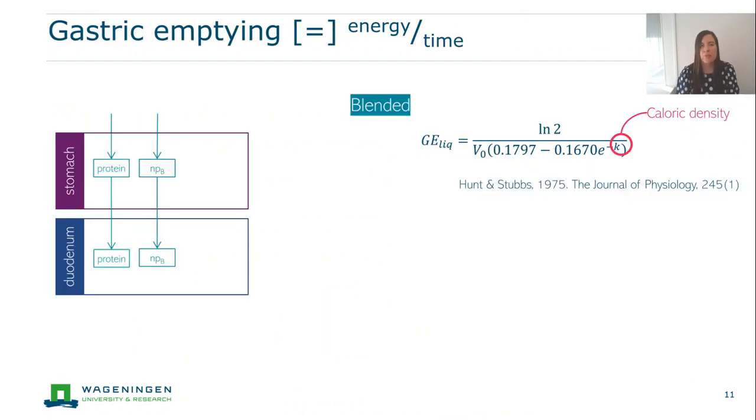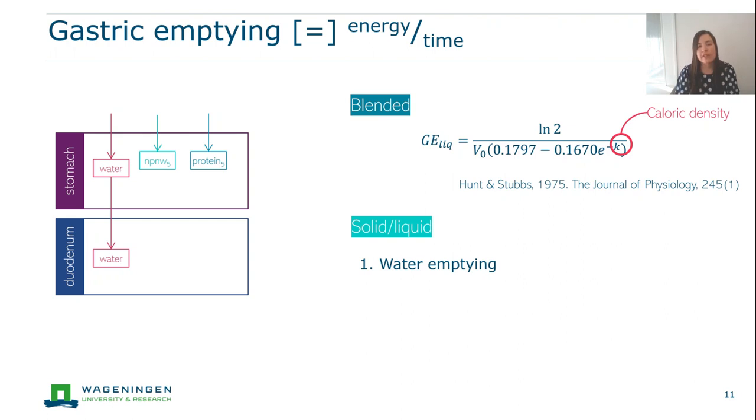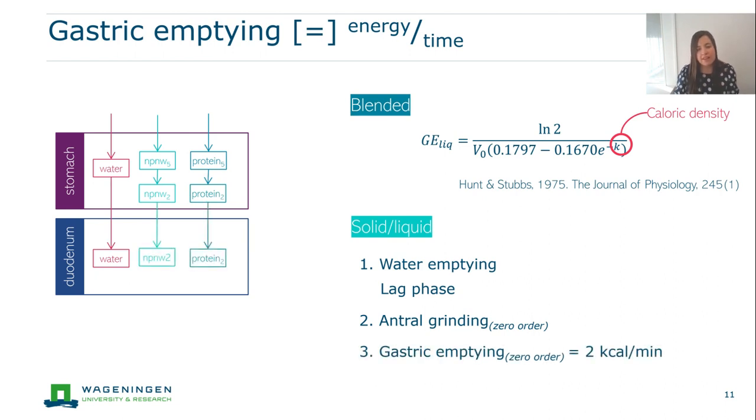We have described the rate of gastric emptying as a function of energy, as you can see in this function, which includes the caloric density of the meal. For the solid liquid meal, however, water is emptied as a non-caloric component. As we have mentioned, the solid components first need to go through a lag phase before antral grinding can start. Antral grinding is described as a zero-order function in this case. Then, once the particle size has been reduced to a size small enough to go through the pylorus, gastric emptying can start, and this is also described as a zero-order function of 2 kilocalories per minute.